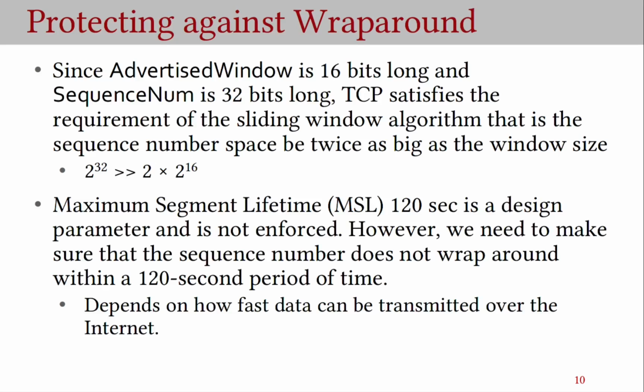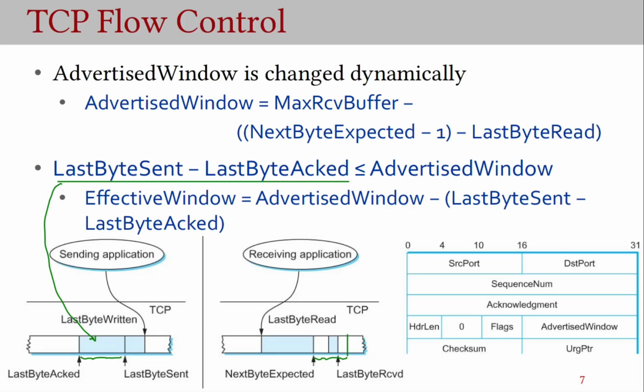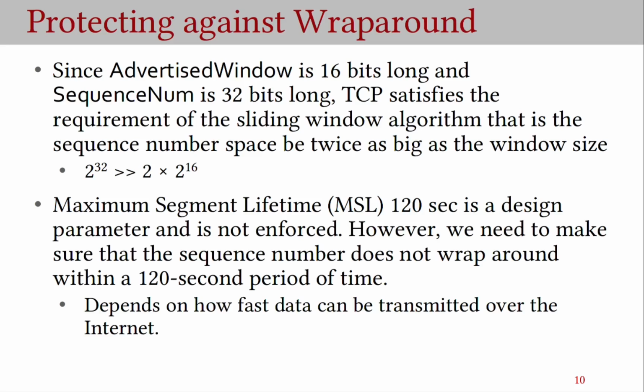Now we are going to look at wraparound of sequence numbers. The sequence number field in the TCP header is 32 bits long and the advertised window is 16 bits. And so there are 2 to the power 32 possible sequence numbers as compared to 2 to the power 16 advertised window size. And therefore it easily satisfies the requirement that the sequence number space be at least twice as big as the window size.